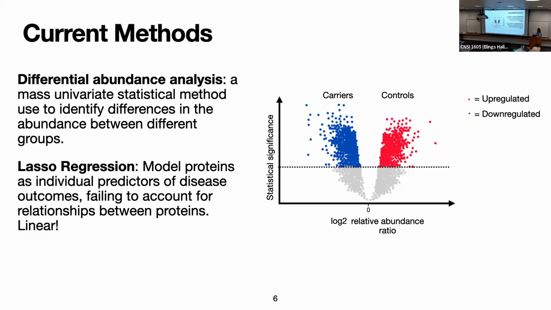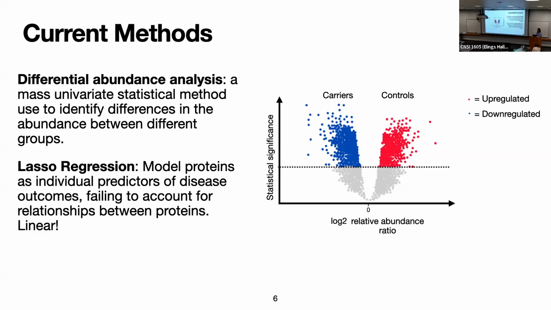Another common method is lasso regression. So similarly, it models proteins as individual predictors of disease outcomes and doesn't take into account any of these higher order relationships. And you may say, okay, well, we can add interaction terms, but if you have a data set of 7,000 proteins, adding interaction terms between all of them is not really feasible given the sample size.